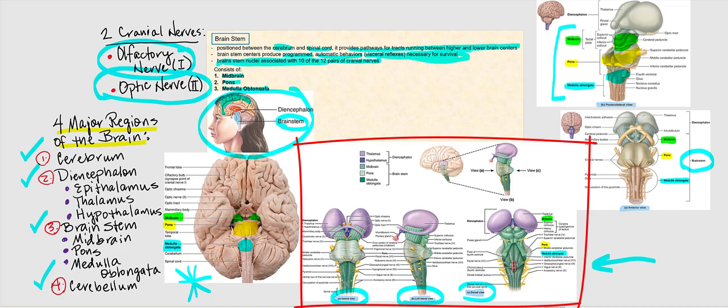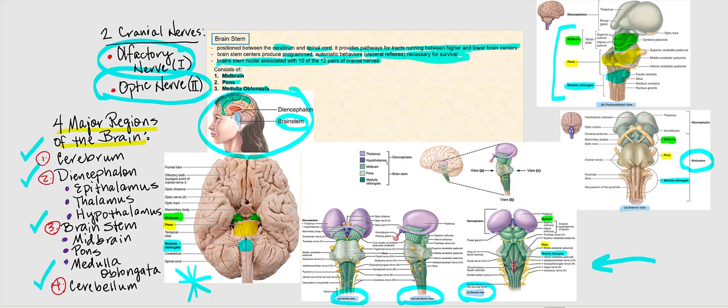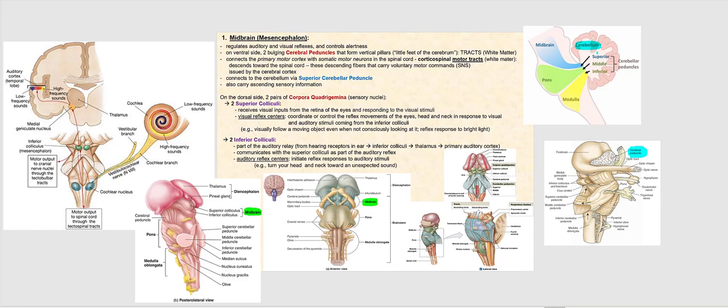So the next thing that we're going to look at is the midbrain, which is the first component of the brainstem. Hopefully, by looking at these illustrations, it's obvious that the midbrain would be the most superior part of the brainstem, while the medulla oblongata will be the most inferior part of the brainstem. And of course, sandwiched between the midbrain and the medulla oblongata will be the pons. So the most superior part of the brainstem is the midbrain. The midbrain is also referred to as the mesencephalon.